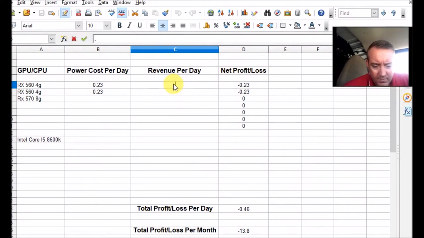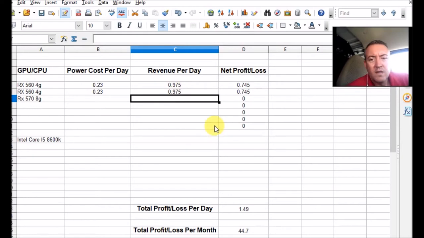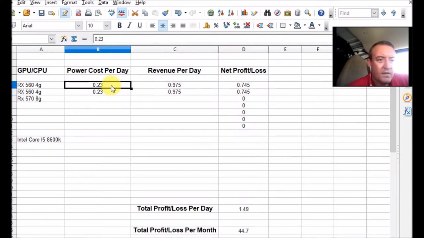So let's go 0.975, enter. So about each card is doing about 75 cents a day. Total profit a day after my power cost right here is about $1.50. So right under $45 a month this rig is doing, two RX 560s. You see this line right here.